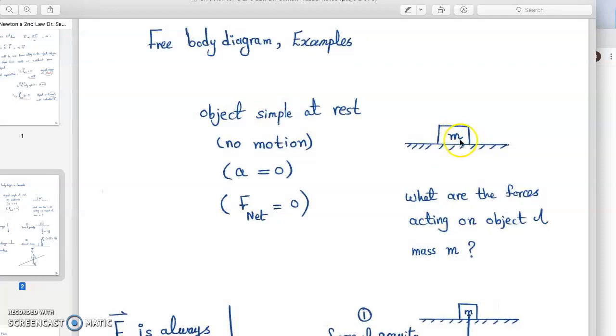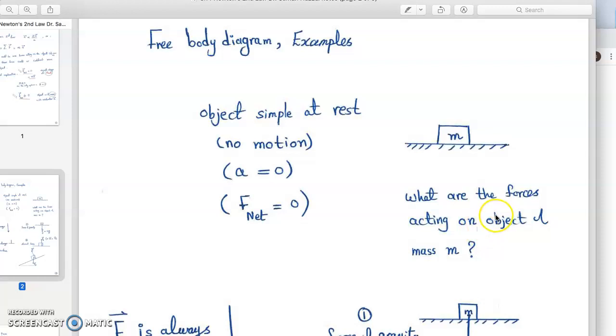So if we have simply an object of mass m on a horizontal surface, this is called a simple horizontal surface. Definitely, we all know that there will be no motion. We will say also that the object is at rest, or we will say the acceleration is 0, or F net is equal to 0. These are the 4 alternate ways to express what is going on with this object. It's at rest, which means no motion. It means acceleration is 0, which is all caused by having F net equal to 0.